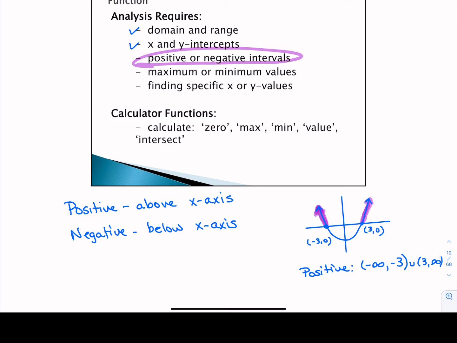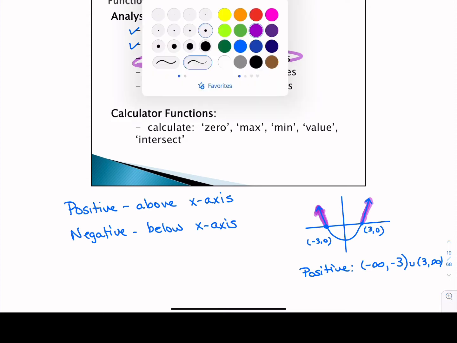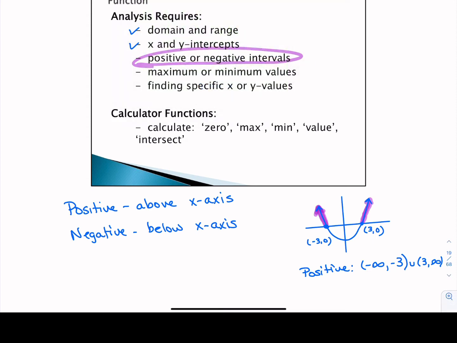So once again, when we're talking about positive or negative parts of the graph, you want to be talking in terms of x values. From x is negative infinity to negative 3, and from where x equals 3 or is close to 3 to positive infinity. So those are the positive parts of our graph. If we want to highlight the negative parts of the graph, I'm just going to do that in green. The green part, or this segment, is going to be the negative part of the graph.